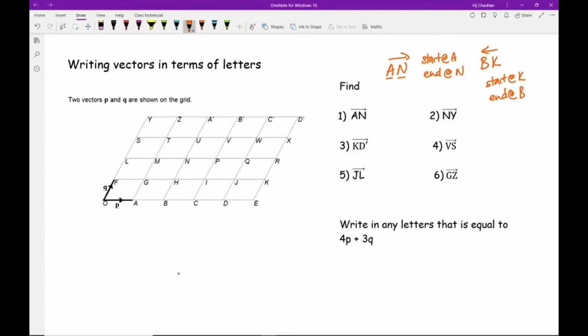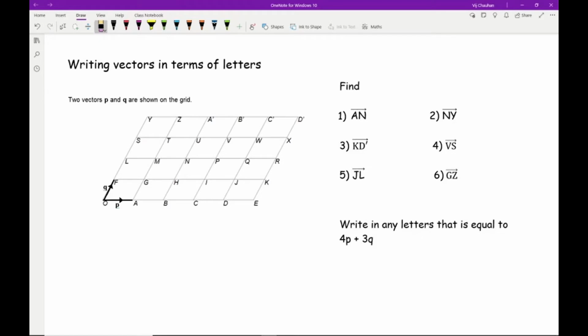So it's always important you understand the notation of what we're actually looking at. That's what the arrow with the two letters actually means. The first letter at the start of the arrow is where you start, and the letter where the arrow appears, that's where you end.